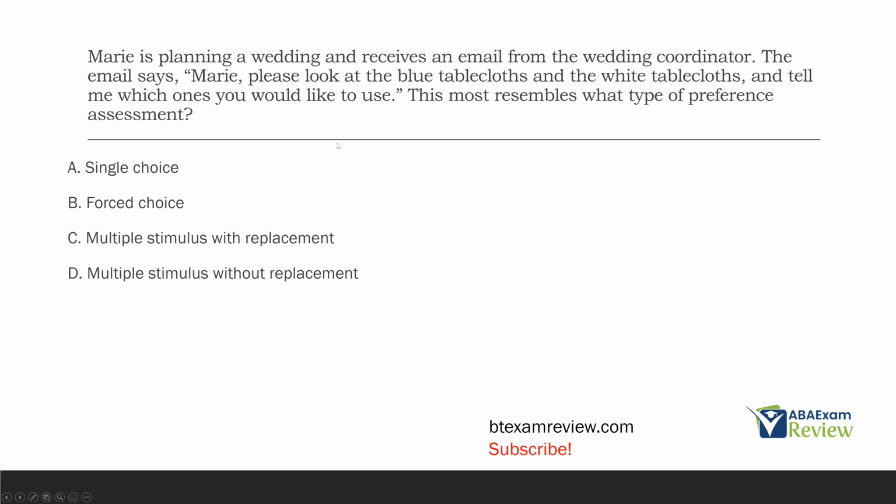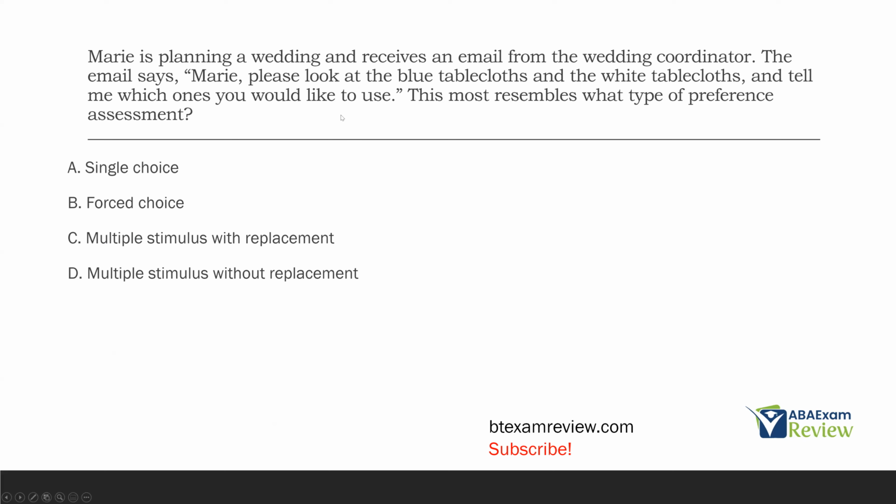In this case, we're looking at preference assessment. And with preference assessment, we always ask ourselves, how many stimuli are we assessing at once? If it's one stimulus, single choice. If it's two at a time, it's forced choice. If it's three or more, it's going to be multiple stimulus or free operant.